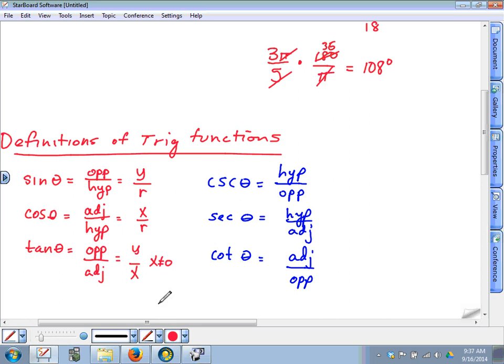And then the cosecant, the secant, and the cotangent are just going to be the reciprocals of these definitions. So the cosecant is r over y, again assuming y is not 0. The secant would be r over x. X cannot be 0. And the cotangent would be x over y, and y cannot be 0.